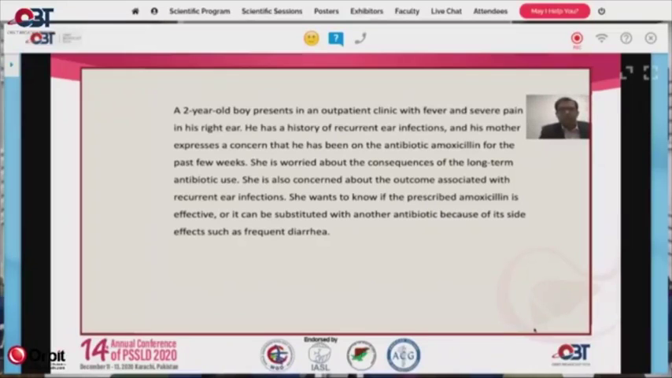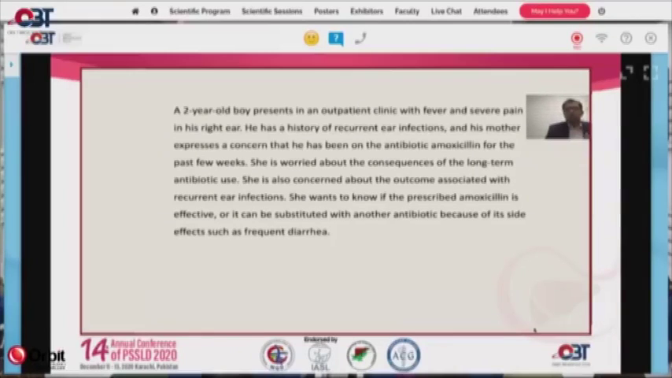A 2-year-old boy comes in with fever and severe pain in the right ear, has a history of recurrent infections. Mother expresses concern that he has been on amoxicillin for the past few weeks. She is worried about the consequences of long-term antibiotic use, and also concerned about the outcomes associated with recurrent ear infections. She wants to know if the prescribed amoxicillin is effective, or can be substituted with another antibiotic because of its side effects such as frequent diarrhea. So it's just like a routine, normal day clinical encounter that doctors would have.